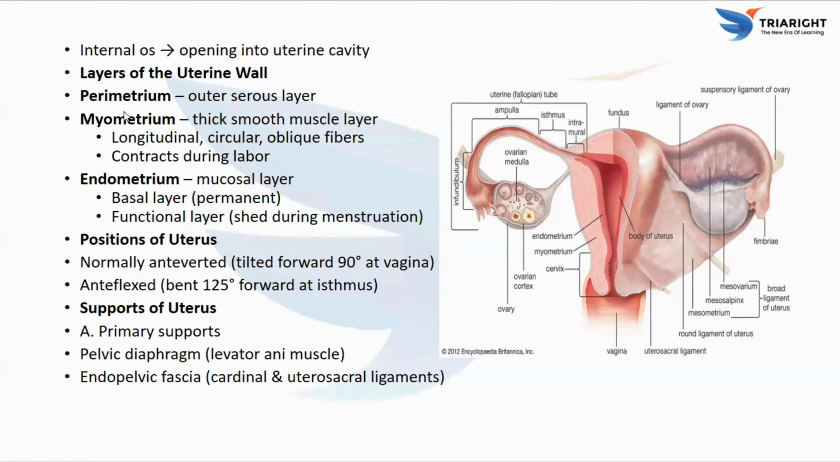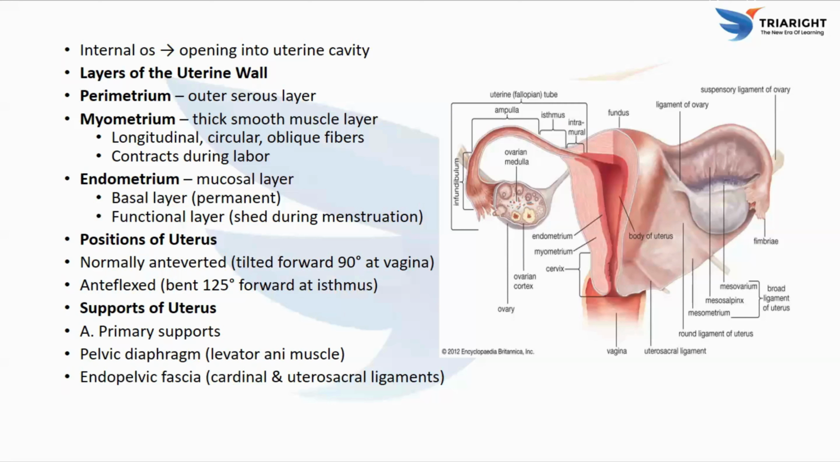Perimetrium is the outermost covering. It is made up of the serous membrane, like a thin smooth skin. The function of this perimetrium is protection of the uterus, similar to a plastic cover protecting the organ. And the second layer is myometrium, which is the middle layer. It is the thickest layer, made up of smooth muscle. It contains three types of muscle fibers: longitudinal, circular and oblique. These multi-direction muscles make the uterus very strong.